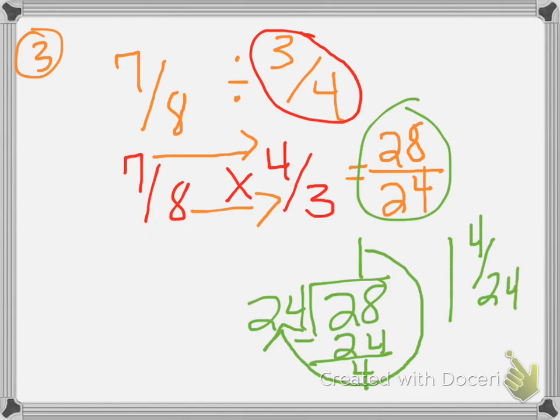Okay, now we're still not done because 4 and 24 can be simplified by 4. So 1 and 4/24 becomes 1 and 1/6. So there are 1 and 1/6 3/4 cup servings in a 7/8 cup of broccoli.